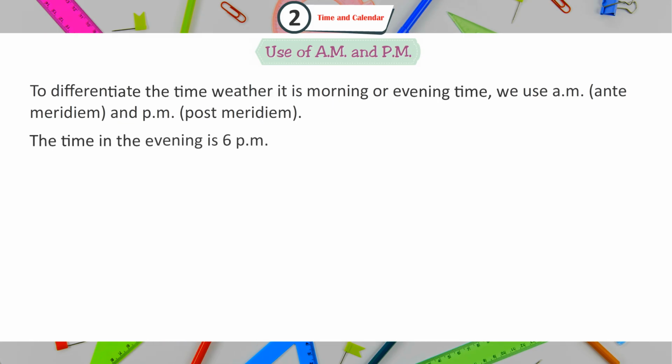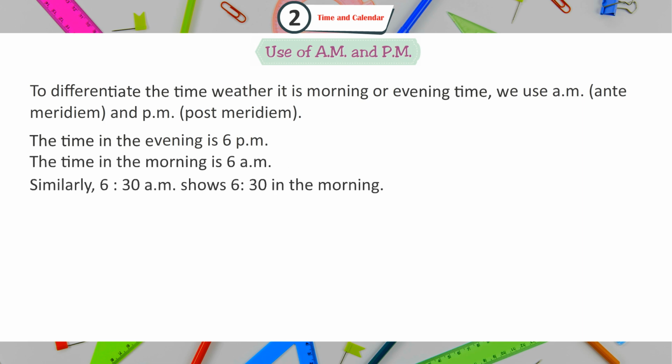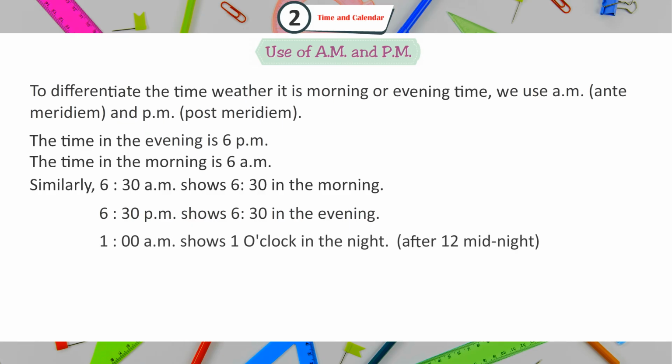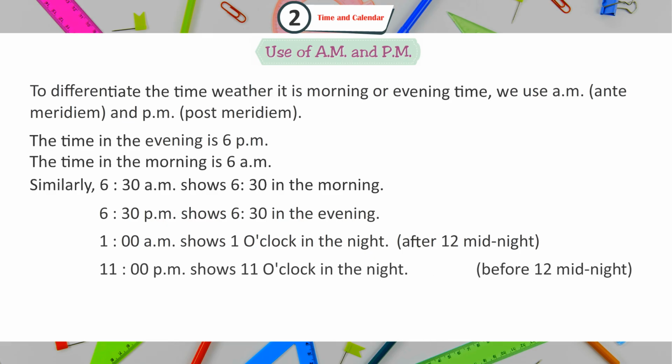The time in the evening is 6 p.m. The time in the morning is 6 a.m. Similarly, 6:30 a.m. shows 6:30 in the morning, 6:30 p.m. shows 6:30 in the evening, 1 a.m. shows 1 o'clock in the night after 12 midnight, 11 p.m. shows 11 o'clock in the night before 12 midnight.